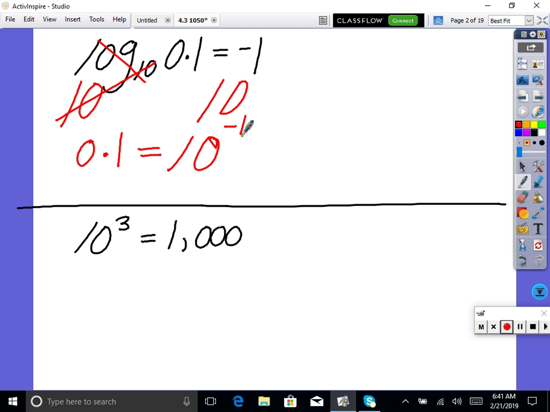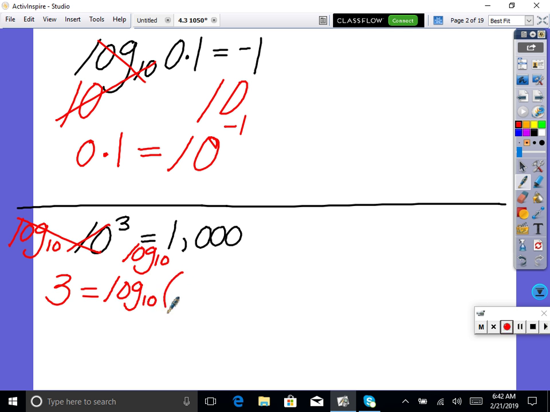Okay, let's rewrite this in its logarithmic form. So we would log base 10 both sides. Log base 10. So then log base 10 and base 10 cancel out. So 3 drops out. 3 is equal to log base 10 of 1,000. Yeah, true. And that is something we'll talk about. Eventually we'll understand that if it's base 10, you don't have to write it. You can just write log. Way to remember that. All right.